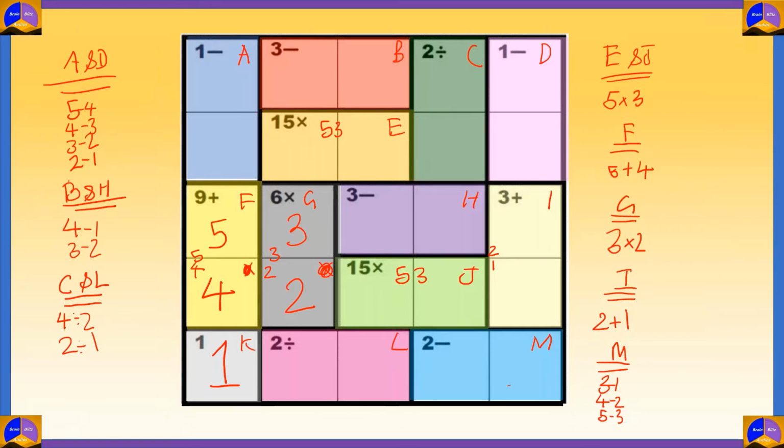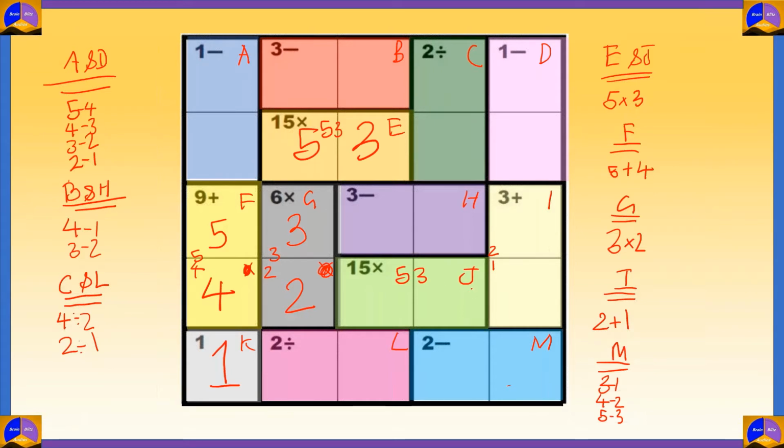Now let's look at cage E. In cage E the options are 3 and 5. Now as 3 already came over here, 3 can't come here, as if 3 came over there then it would be a repeat of 3 in the same column. So here 5 will go and 3 over here.